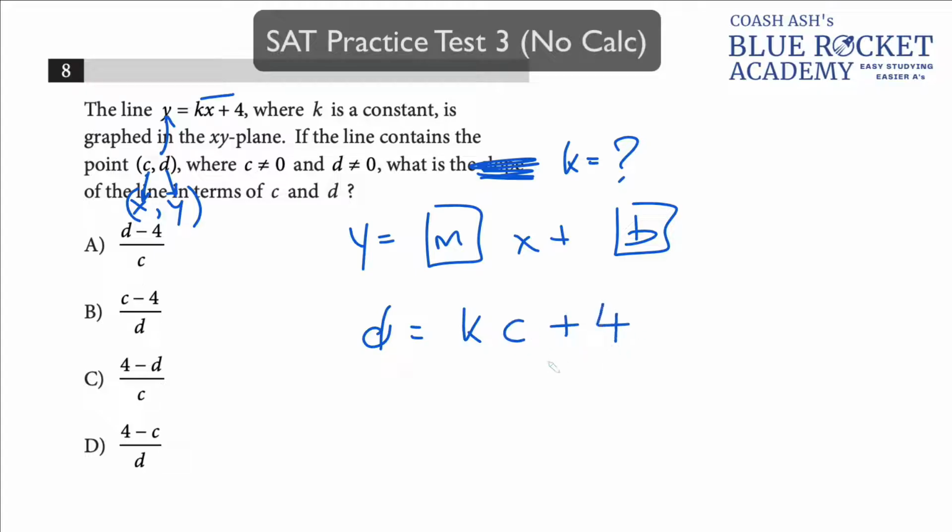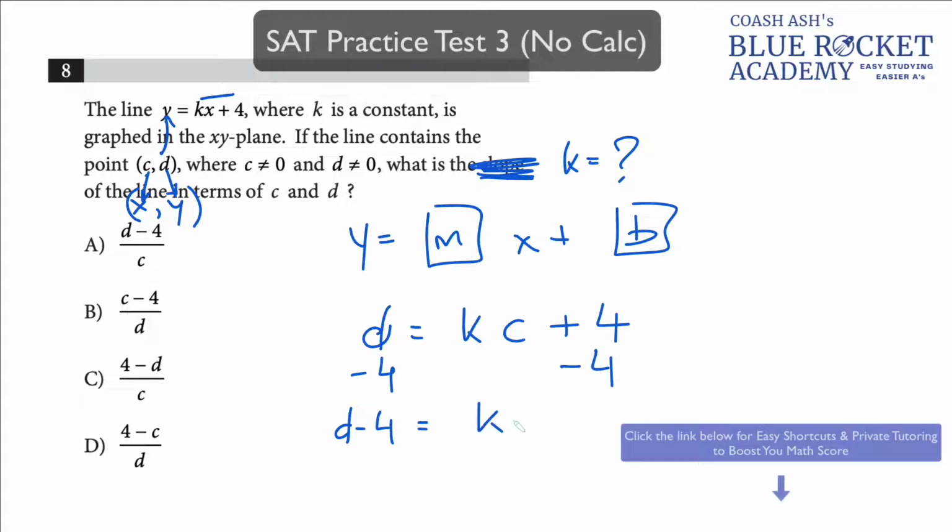That's a very important strategy. Many times you have a curve and a point. Just put it in. You don't even have to worry about it. And then you want to find k. So now how do you find the value of k? If you want to find k, you want to subtract 4 first. So you subtract 4 from both sides. You get d minus 4 is equal to kc.